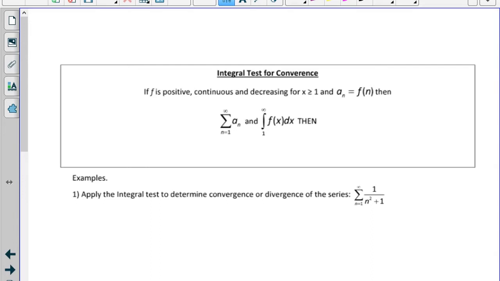We're going to continue tests for convergence or divergence of infinite series. The integral test. If f is positive, continuous, and decreasing for x greater than 1, and a sub n, some sort of series numbers, is equal to f of n, some function, then the series and the integral, as shown, will either both converge or both diverge. They will either both converge or both diverge.